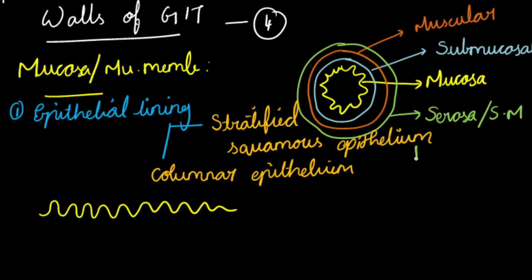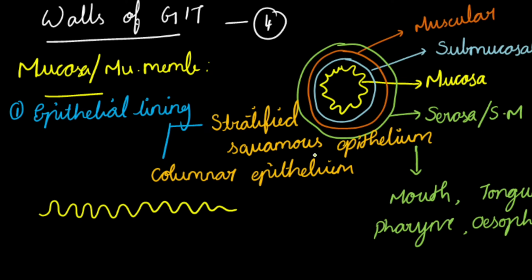And this stratified squamous epithelium we can see in the inner surface of mouth, tongue, pharynx and esophagus. Then comes the columnar epithelium, and this columnar epithelium we can see in case of stomach, small intestine and large intestine. So this is regarding the epithelial lining.